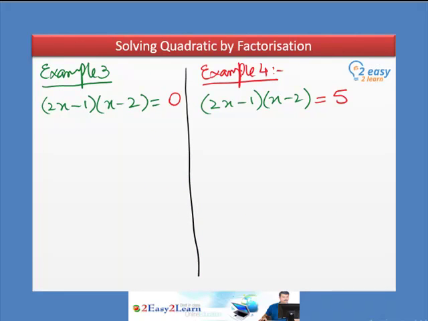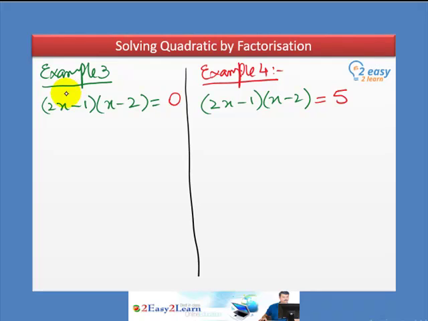Example number 3 and 4. Students, these are very important examples, and we have such type of questions in the Cambridge examination as well. In both questions, factors are already made, equations are already factorized, but there is a difference. If you see 2x minus 1 and x minus 2, the same factors are here, 2x minus 1, x minus 2, but what is the difference?